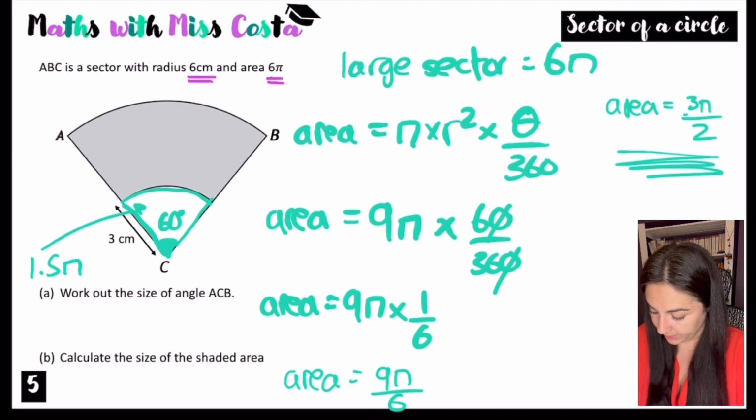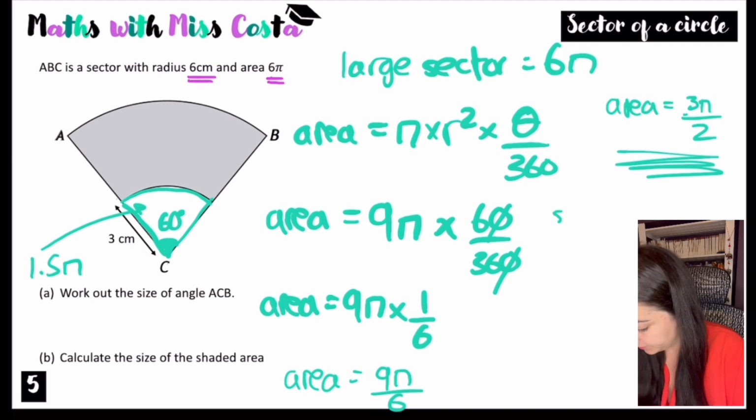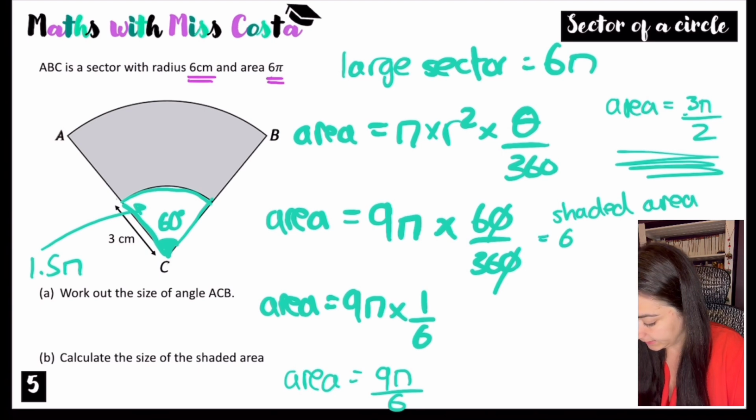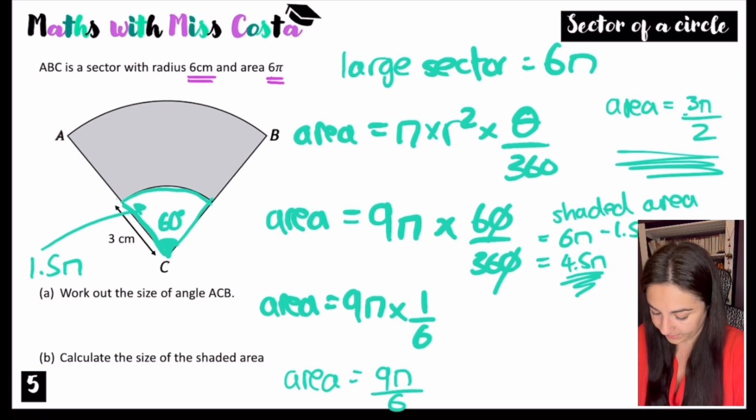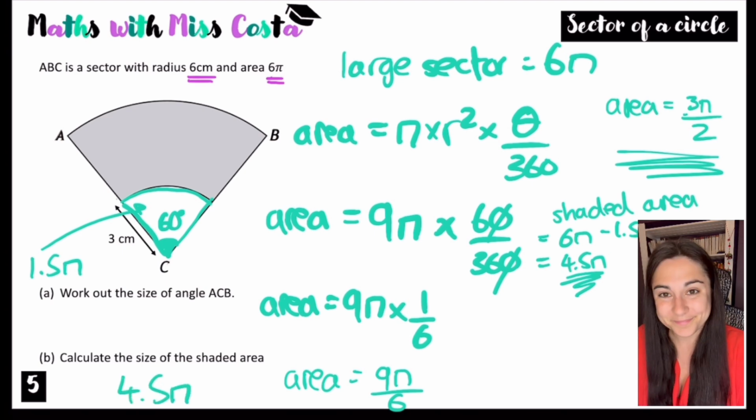The large area is 6 pi. So the shaded area is going to be 6 pi take 1.5 pi, which is 4.5 pi as our final answer.